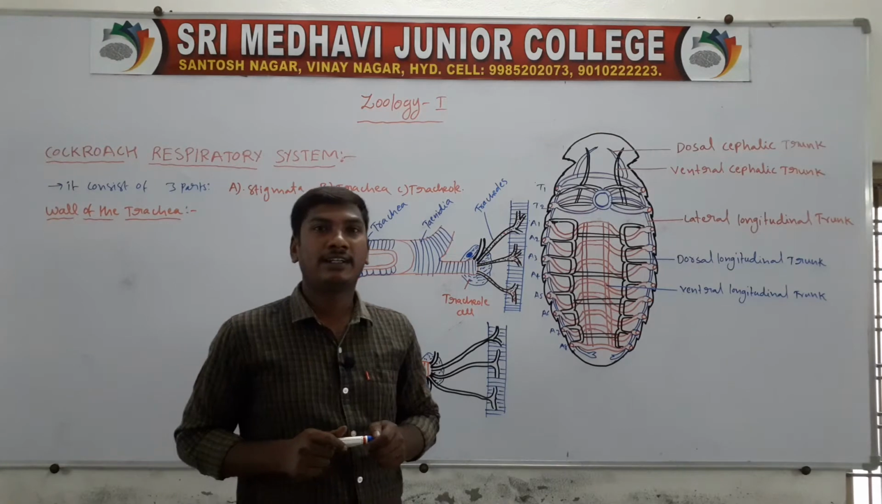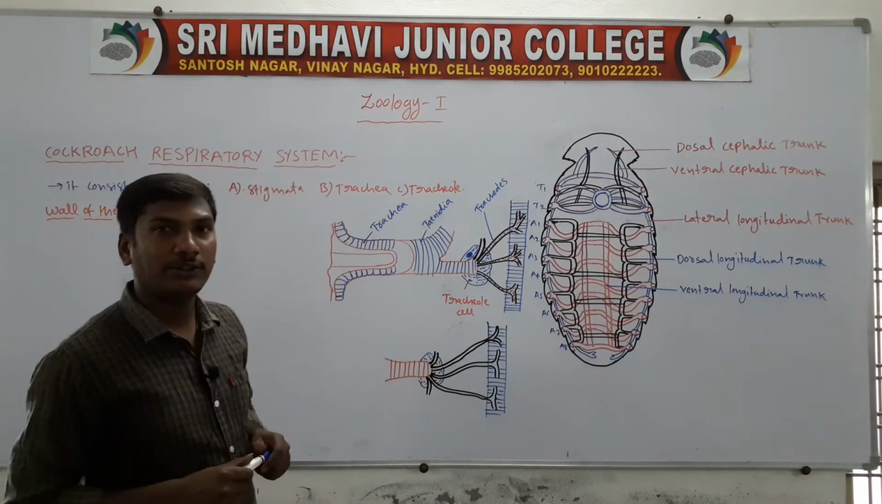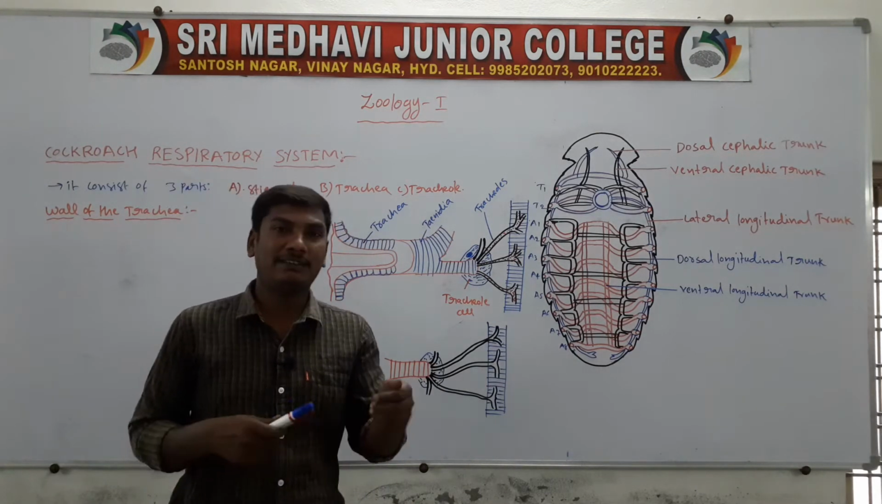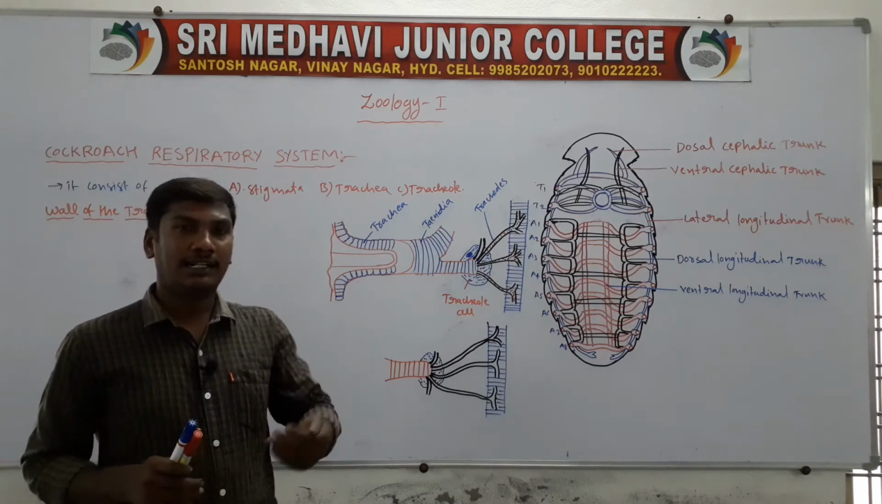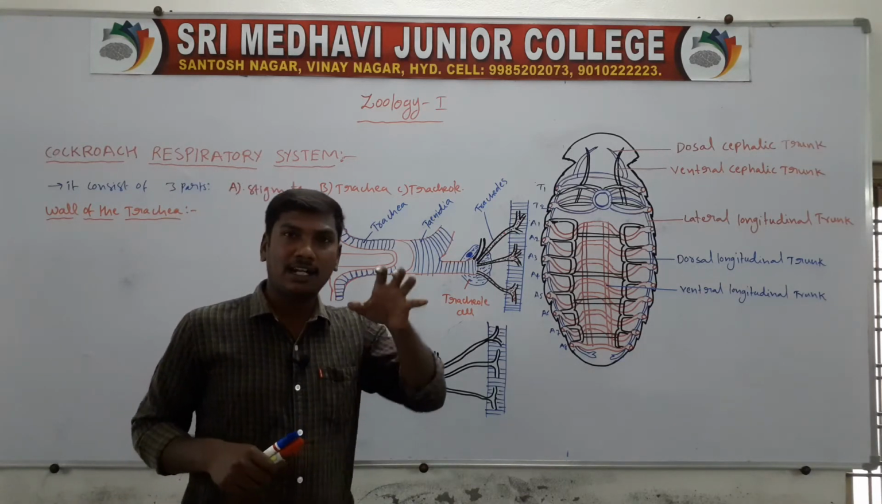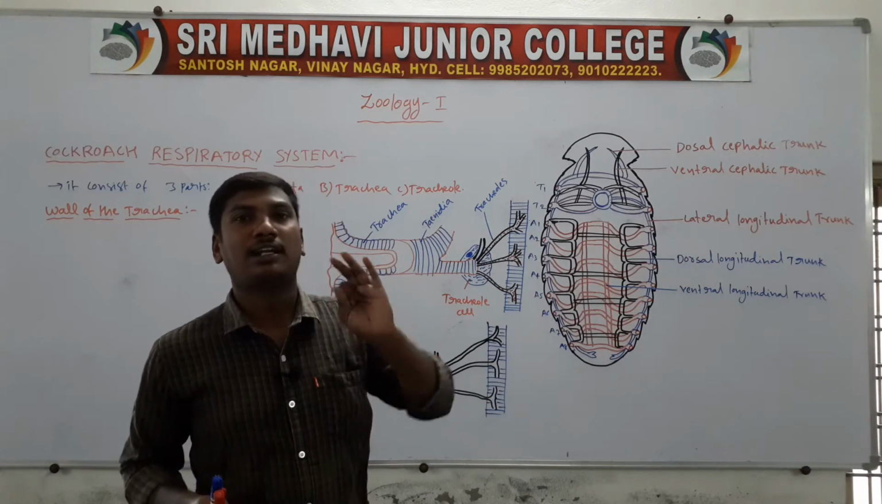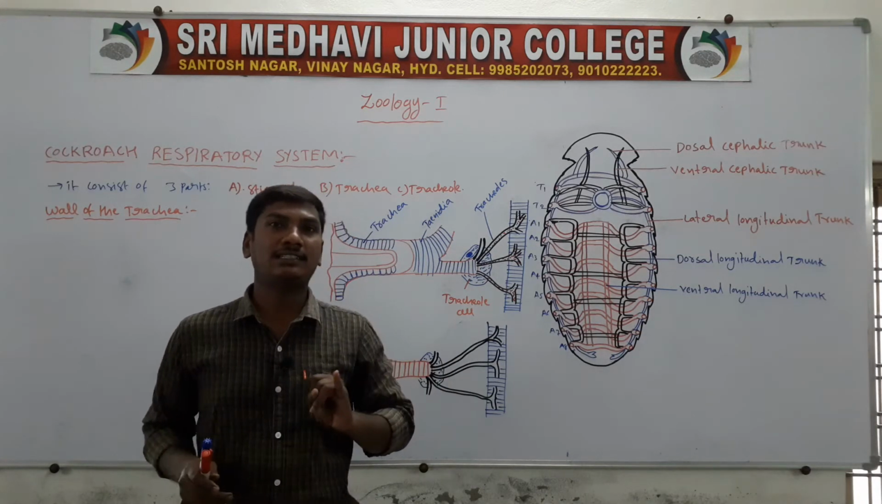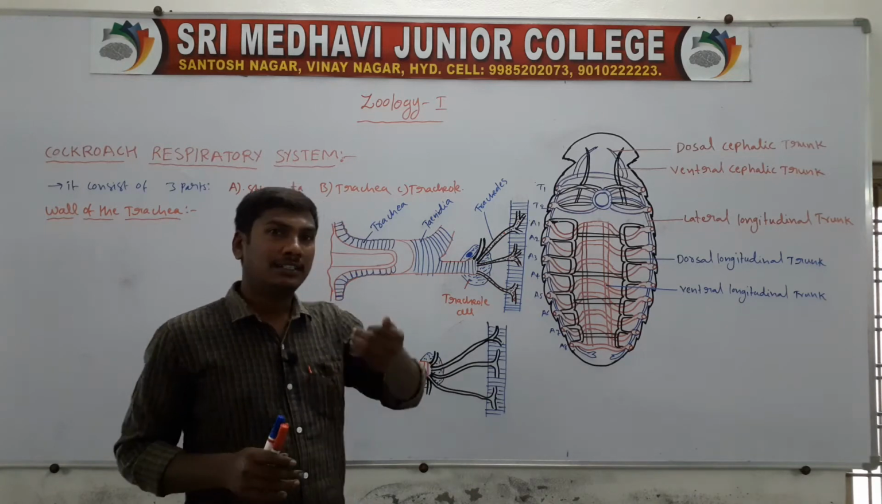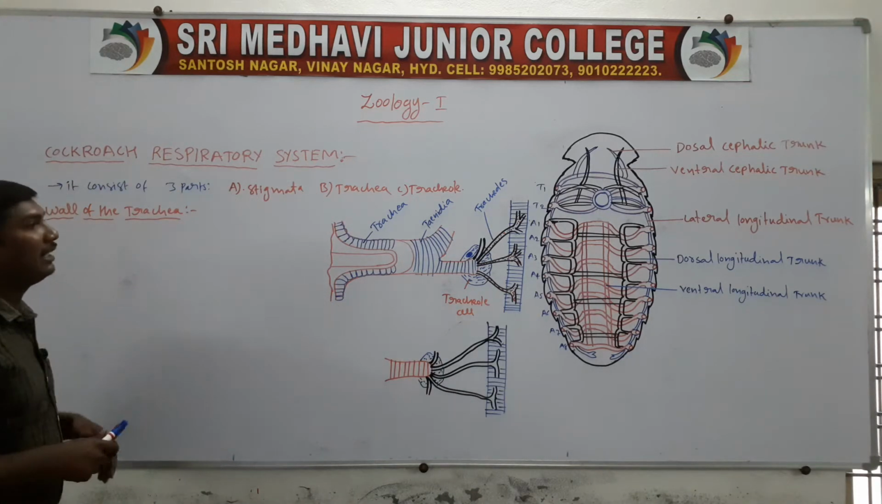Hello everyone. Next we discuss the cockroach respiratory system. The previous class discussed the trachea and stigmata. The cockroach respiratory system mainly contains stigmata, trachea, and tracheoles. Next we discuss the wall of the trachea.